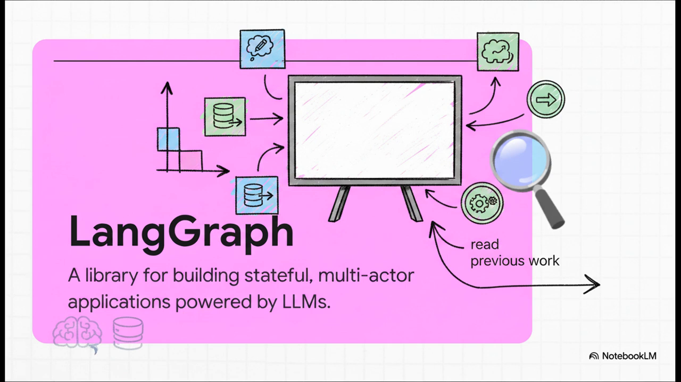Instead of just passing variables linearly through a basic LangChain chain, we define a state graph. Different specialized agents can walk up to this whiteboard, read what's already there, process their specific chunk of logic, and then write their new results back for the next agent. It allows for incredibly complex cyclical reasoning.